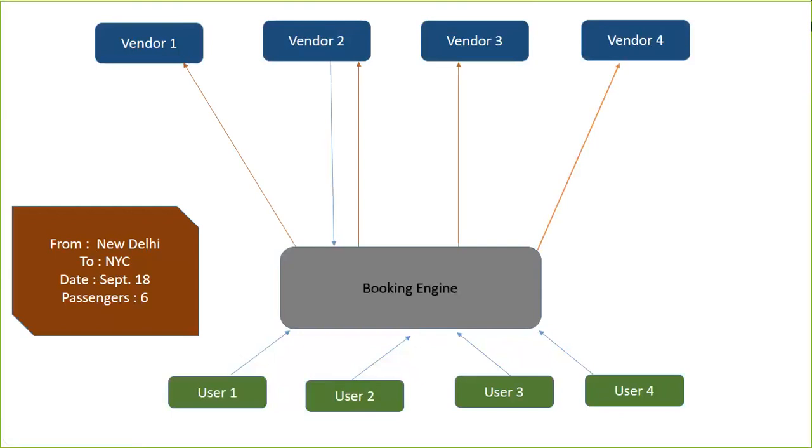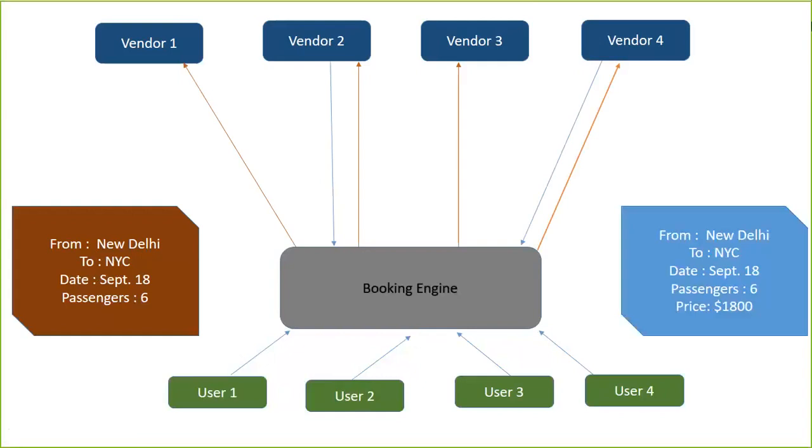Suppose vendor 2 has the availability and also vendor 4 has the availability. So again they will send some information back, and that information will look like this. Now we got an extra piece of information, that is the price. So what happened right here is the work of an underlying API.